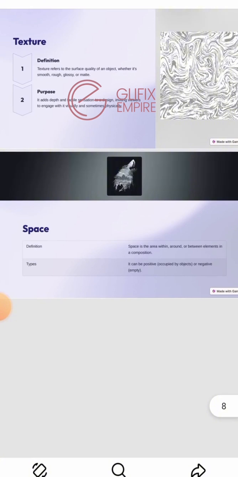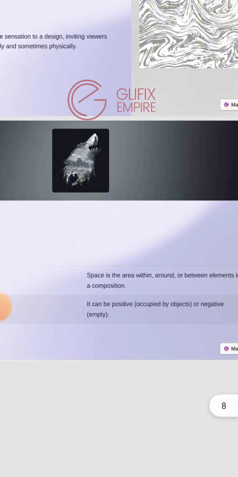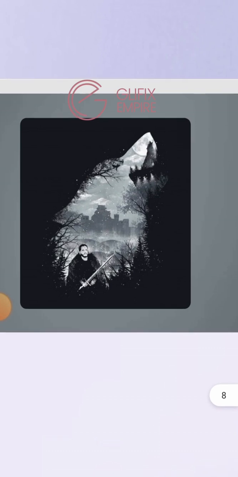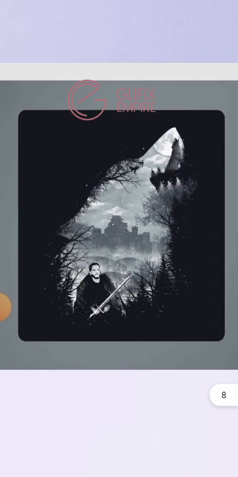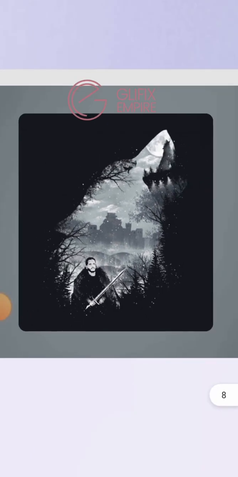And the last element we'll be considering here is space. Space can be within, around, or between a composition. It can also be positive or negative. Looking at this now, when we zoom in, all this place that is black is negative because it's empty. Let's assume that it's empty. This place that we can see images in, we can call positive space. That's the space that we can see our icons, images and everything from.